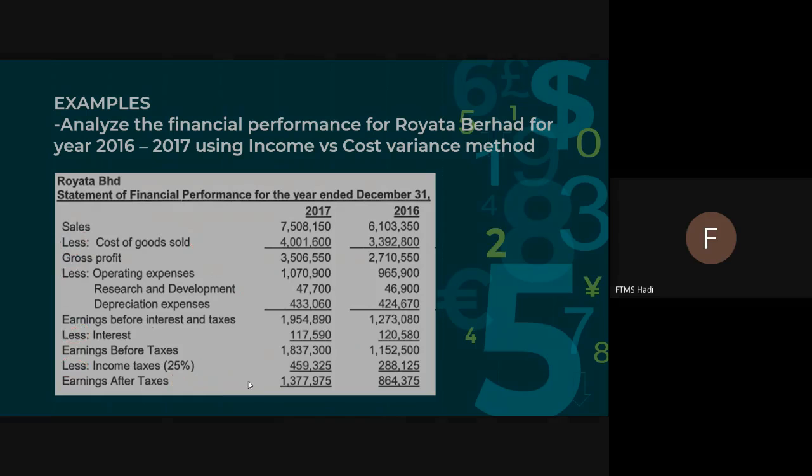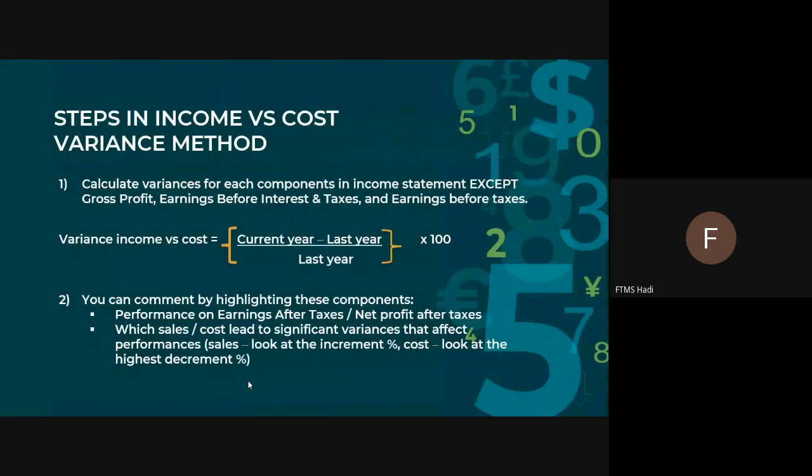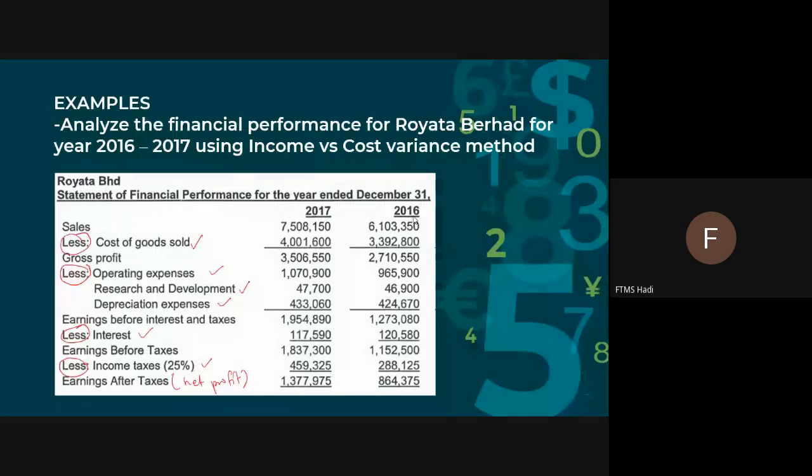So, the steps in the income versus cost variance method. You need to follow the procedure correctly so you can get the right answer. The first step is to calculate variances for each component in the income statement, except gross profit, earnings before interest and tax, and earnings before tax. That means those no need to calculate.